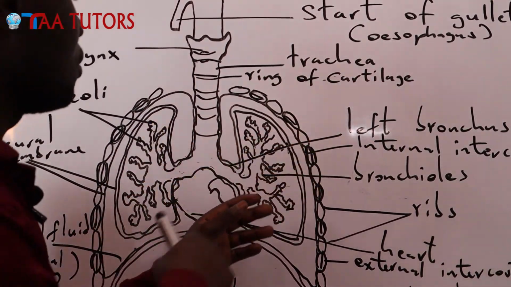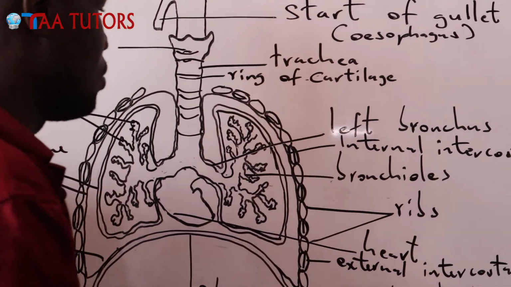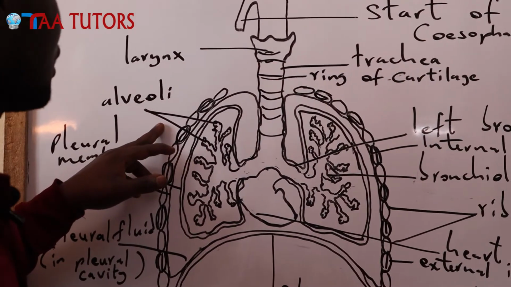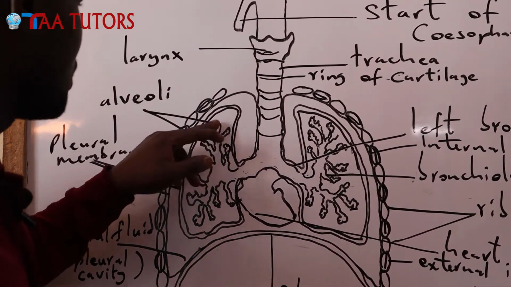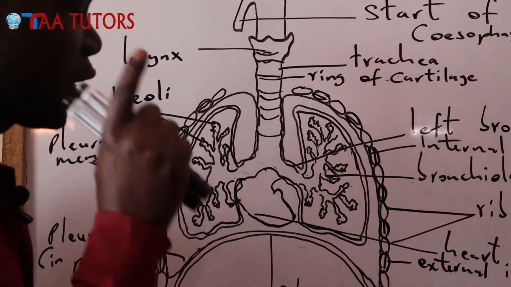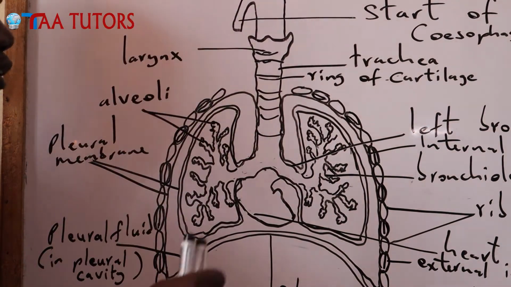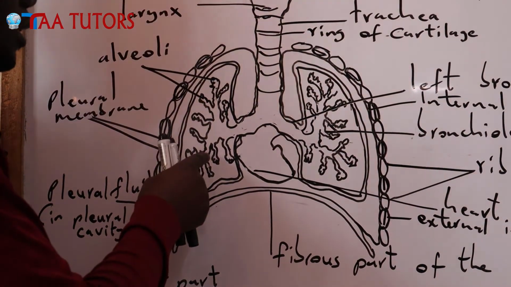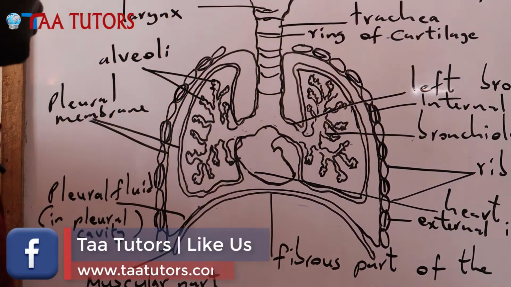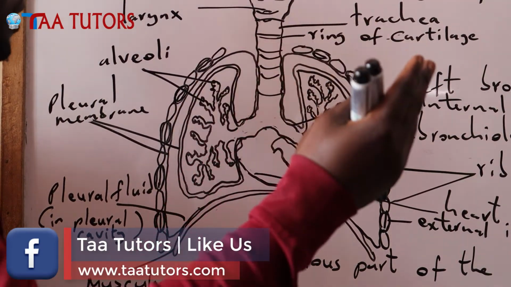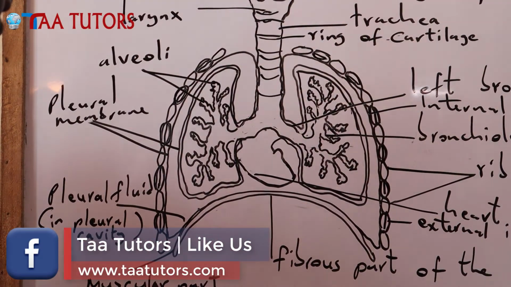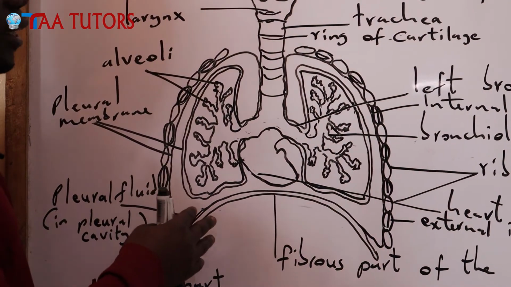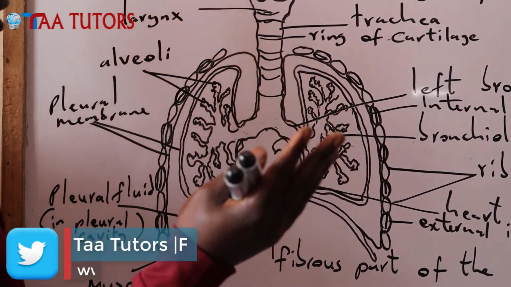But besides, they also have an end, what is called the alveolus. When there are many, they are alveoli. These are the sacs where the actual gas exchange is taking place. In an individual, there are very, very many, around 480 to 500 million. That is how many they are in an average adult human being.